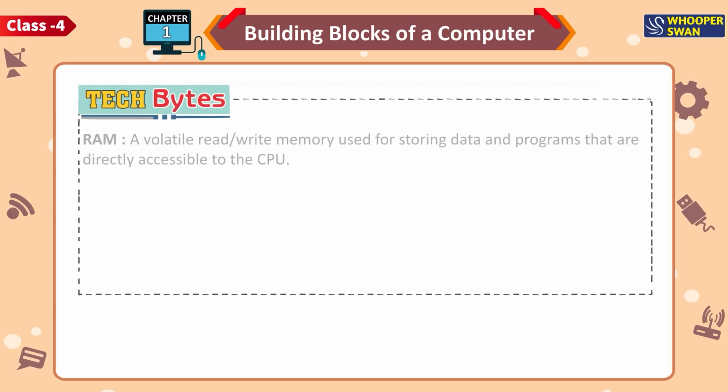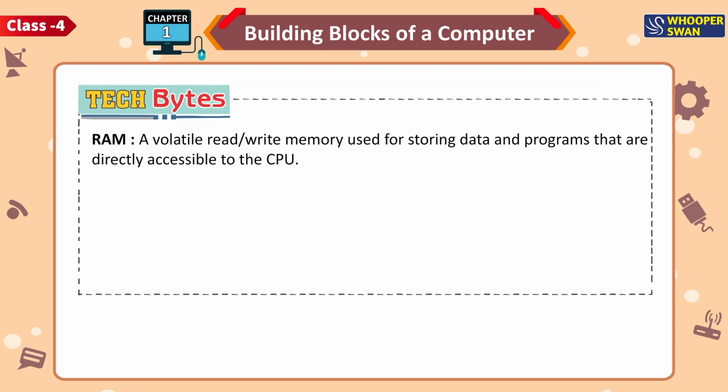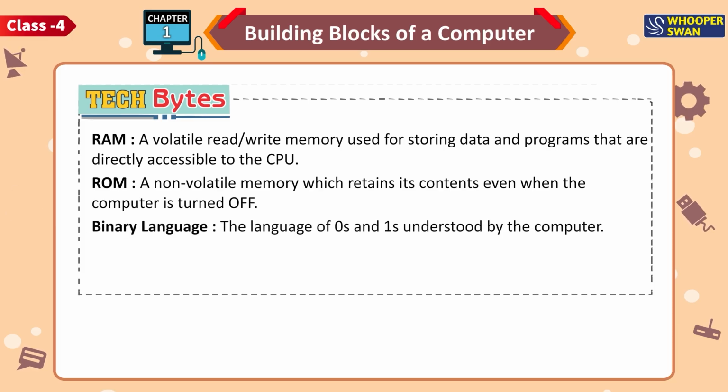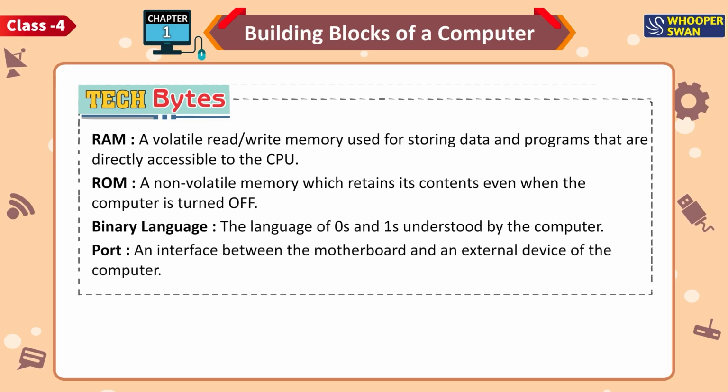Tech bytes. RAM. A volatile read or write memory used for storing data and programs that are directly accessible to the CPU. ROM. A non-volatile memory which retains its contents even when the computer is turned off. Binary language. The language of zeros and ones understood by the computer. Port. An interface between the motherboard and an external device of the computer.